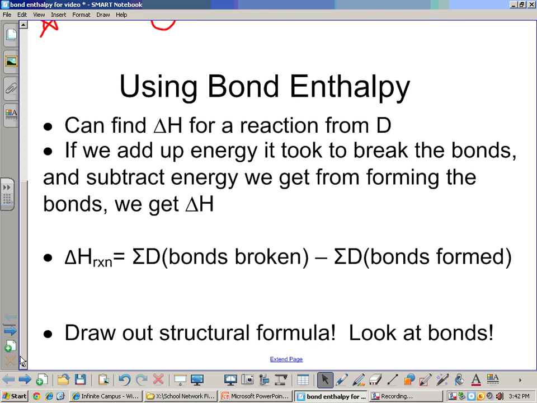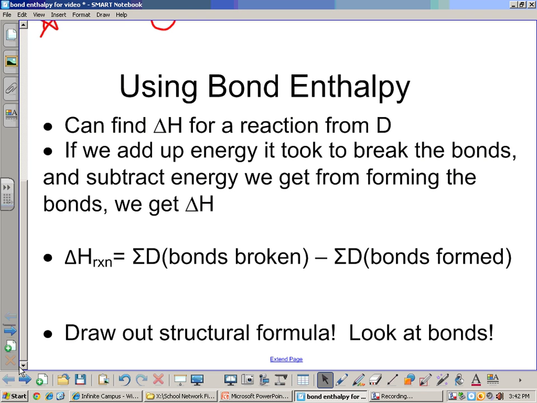Now, utilizing bond enthalpy. Bond enthalpy, as you can probably imagine, is yet another way that we can calculate overall enthalpy for a reaction. It's that whole state function thing. We have more than one way to determine state functions. That's what state function means. Enthalpy is a state function. So we can use the bond energy information, how much energy is required to break a bond, in order to figure out the overall enthalpy change in a reaction.